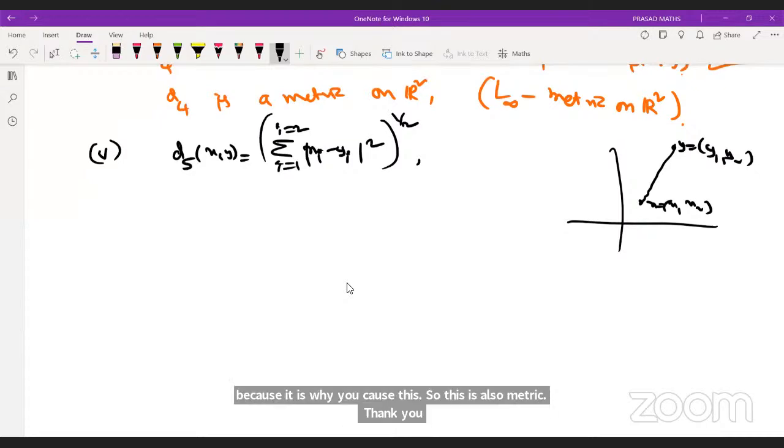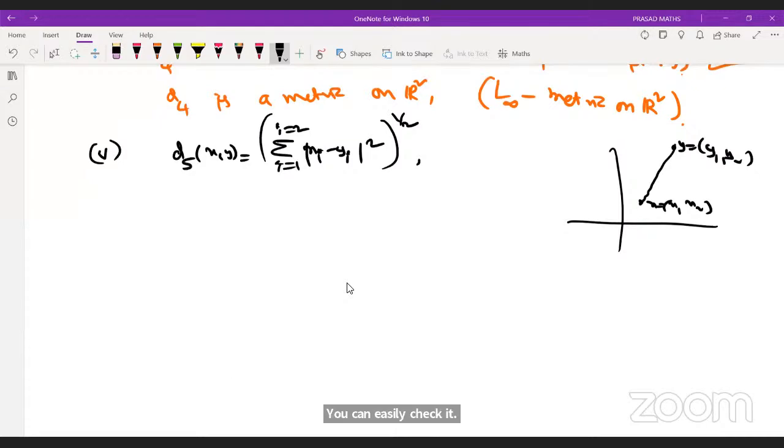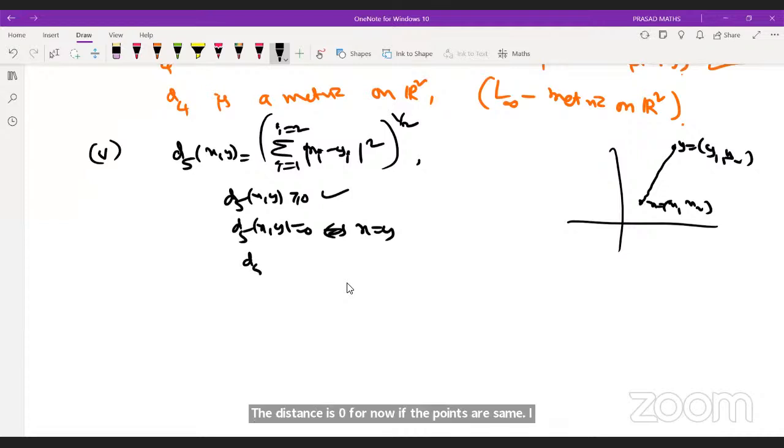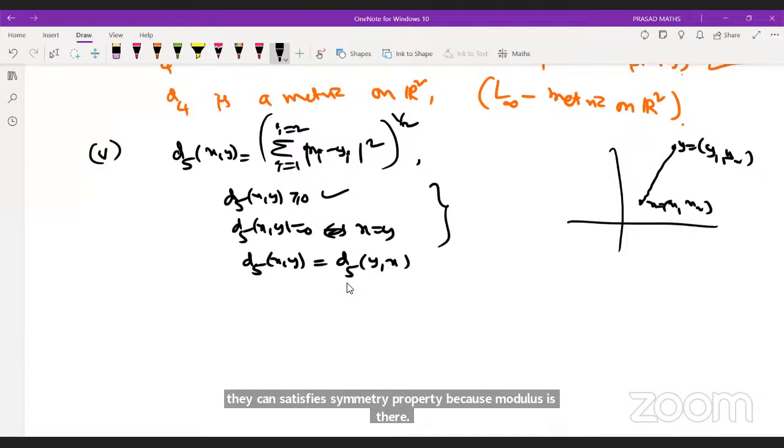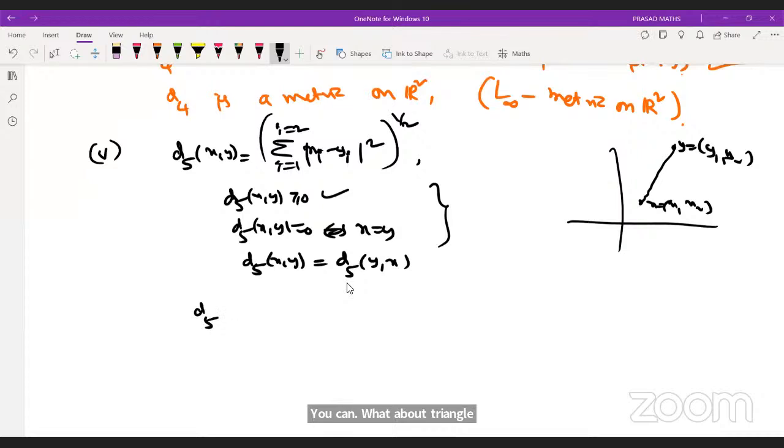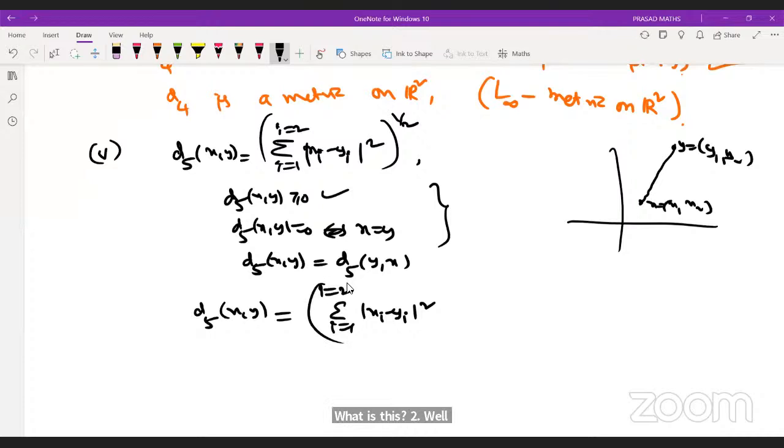You can easily check it. It is always a metric, right? So the distance is always non-negative. You can check these properties. The modulus is there. The distance is 0 if and only if the points are the same. And the distance satisfies the symmetry property because the modulus is there. So what about the triangle inequality? See, this is by Minkowski inequality. When you go through functional analysis, you know it. What is this? Summation i equals 1 to 2 of xi minus yi whole square, whole power 1 by 2.